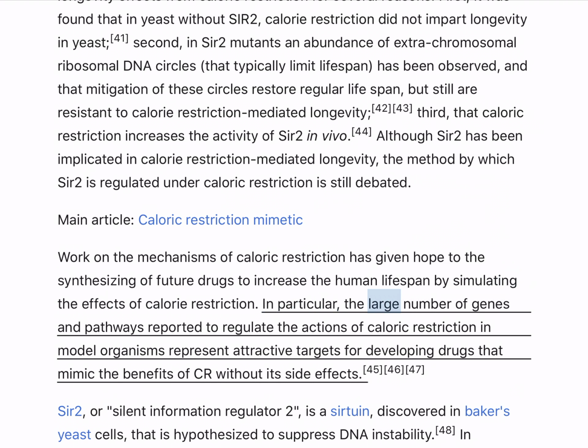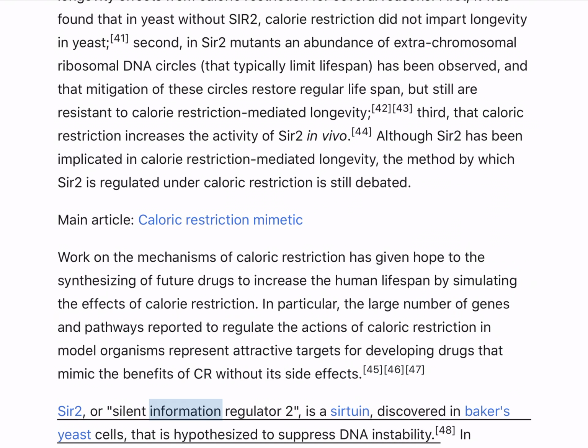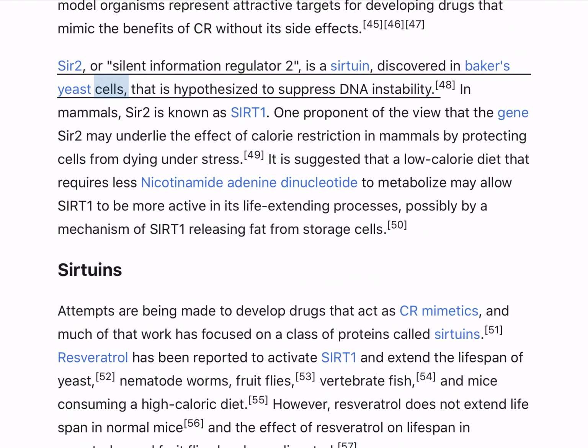In particular, the large number of genes and pathways reported to regulate the actions of caloric restriction in model organisms represent attractive targets for developing drugs that mimic the benefits of CR without its side effects. SIR2, or silent information regulator 2, is a sirtuin, discovered in baker's yeast cells, that is hypothesized to suppress DNA instability.